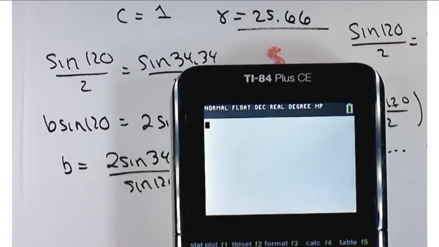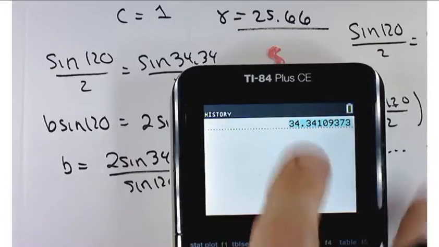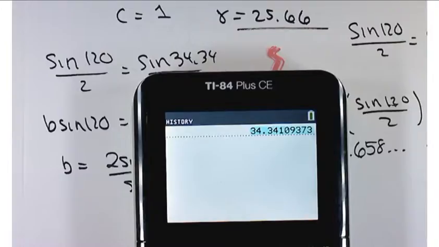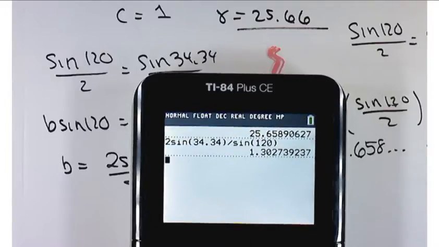I think my last answer is this. I could actually use that if I wanted to, but I'm not going to fuss with it. Let's just do 2 sine of 34.34, right parenthesis, divided by sine of 120. Yeah, 1.30, approximately, rounded to the nearest hundredth.